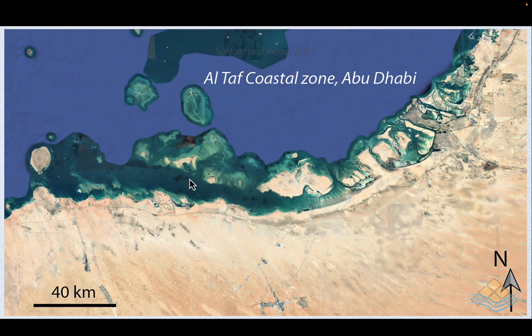Here is the area that they worked. This is the Al-Taf, or the Trucial coastal zone of the Emirates. We've gone through the detail of this in the previous chapter, looking at the vertical sequence and the sedimentology of this system. Now we're going to look at the hydrology and the hydrologic budget.